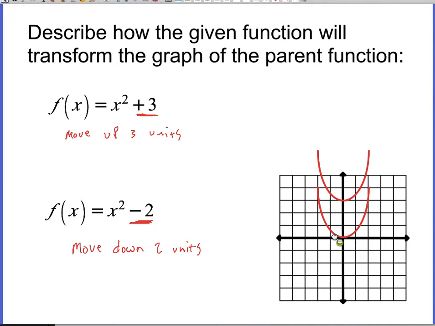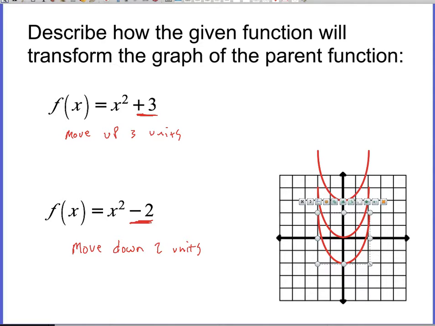So we've got the parent function, and the minus 2 moves down 2 units. Okay, so that's all that happens when we have this. X squared is our parent function. If we add to it, if we subtract from it, that just moves it up or down the y-axis.